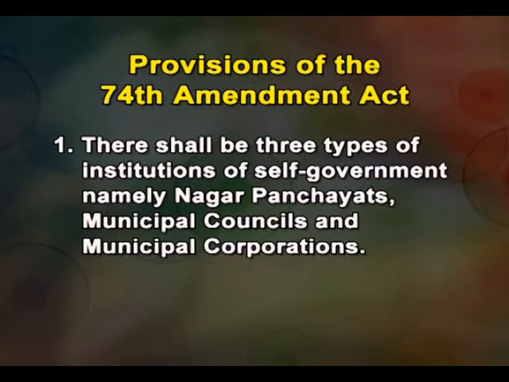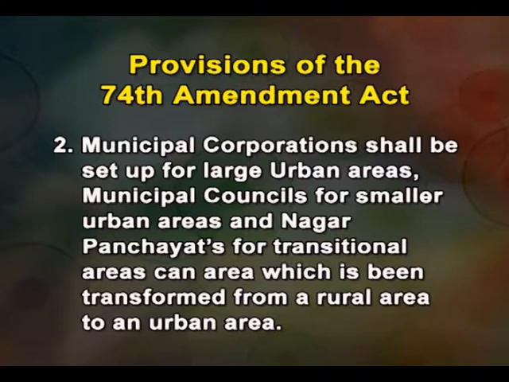Number 1, there shall be 3 types of institutions of self-government, namely Nagar Panchayats, municipal councils, and municipal corporations. What is a Nagar Panchayat? A Nagar Panchayat is a growing rural area becoming urban. That is why we call the town Nagar Panchayat. Municipal councils are the second tier, municipal corporations the third tier. Generally, municipal corporations are set up in large urban areas, municipal councils for smaller urban areas, and Nagar Panchayats for transitional areas, that is, areas transforming from rural to urban.